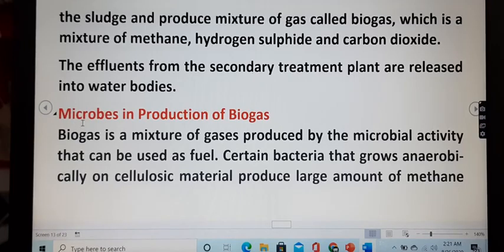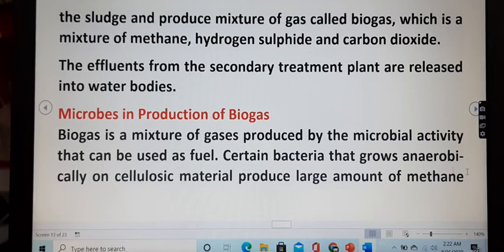Then microbes in production of biogas. Biogas is what? It is a mixture of gases produced by microbial activity that can be used as fuel. So this is the gas produced by activity of microbes, and it can be used as fuel. So such gas is called biogas. So certain bacteria grow anaerobically on cellulosic material. Cellulosic material means the plant parts contain the cellulose.